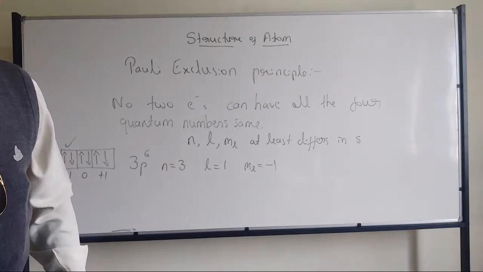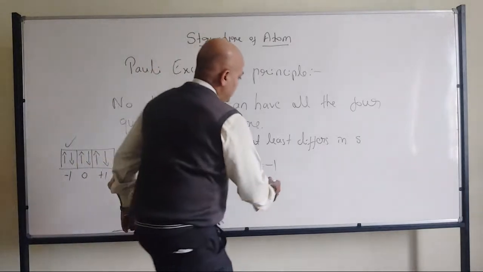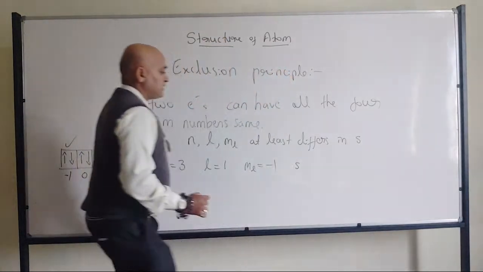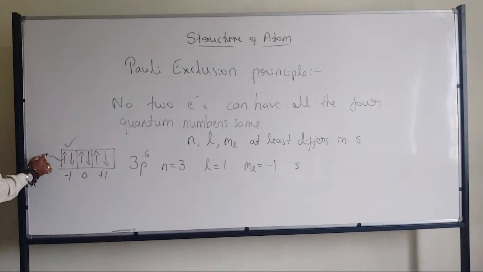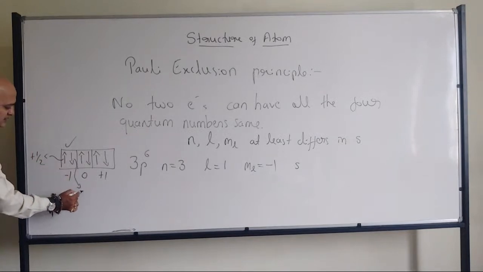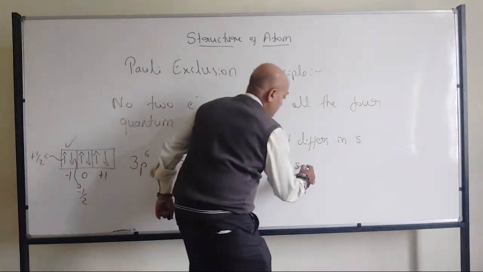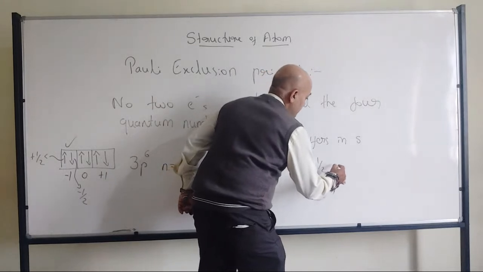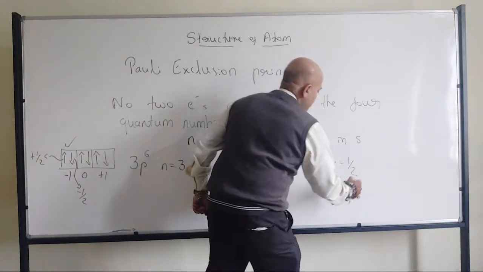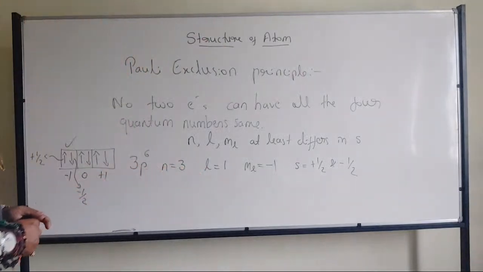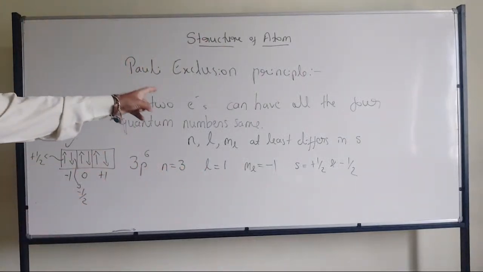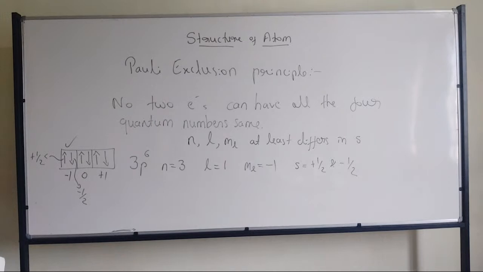But what about the spin quantum number? That's where they differ. If I talk about this electron, it will have +1/2 value. If I consider this one, it will have -1/2 value. So that's where they differ in their spin quantum number. They cannot be the same. That's what Pauli's exclusion principle talks about: no 2 electrons can have all 4 quantum numbers the same.